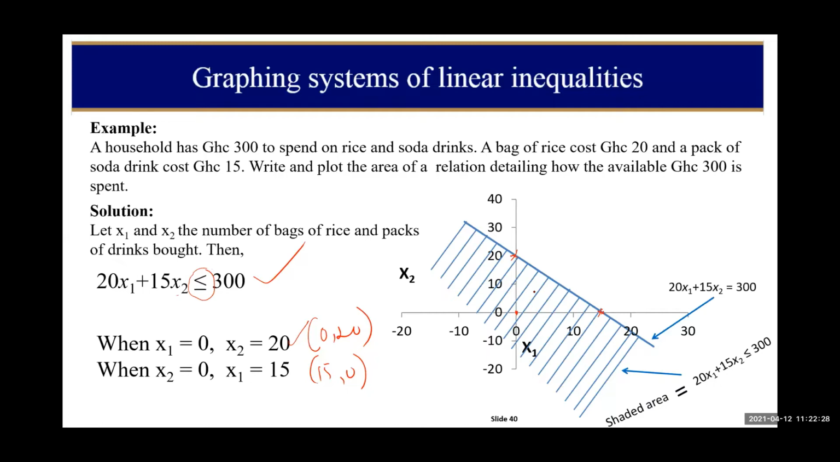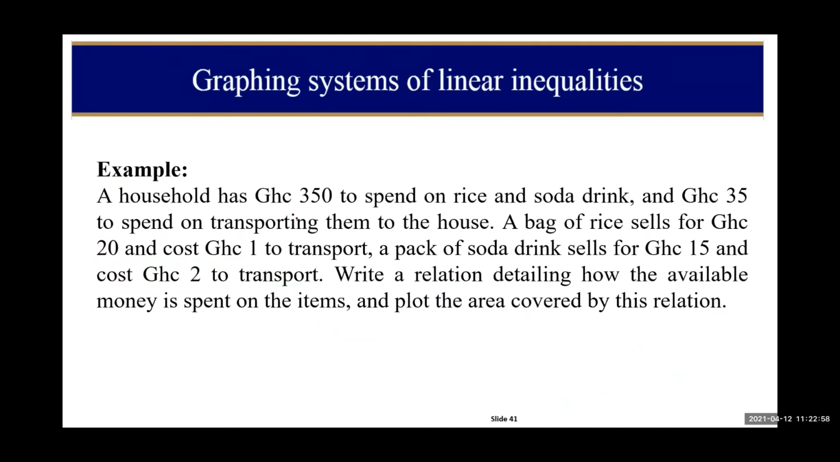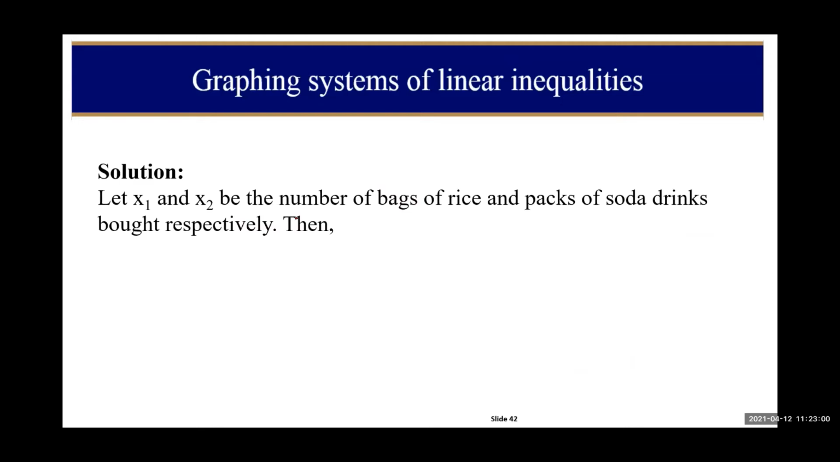But we are looking for just one solution, and that is called the optimal solution. Although you have a lot of feasible solutions possible to give you x1 and x2, we are looking for the one that gives us the accurate solution, such that if we substitute into the equation again, we should get the value of the resource that is available.